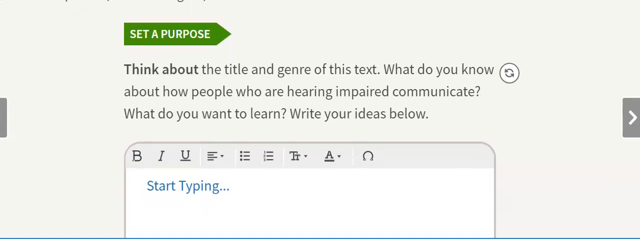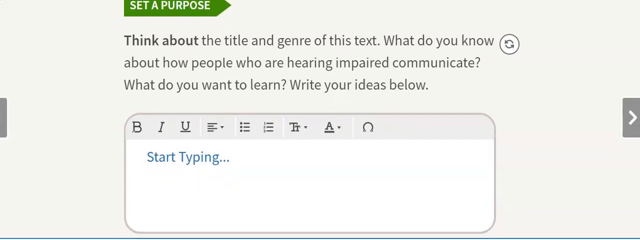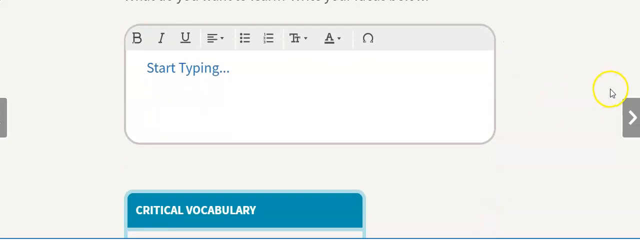First, you're going to look at this. You're going to set your purpose. Think about the title and the genre of this text. What do you know about how people who are hearing impaired communicate? What do you want to learn? Write your ideas below. So you can write that here if you're doing it on the HMH site. If you do it in your textbook, I need a picture of it sent to me. All right.